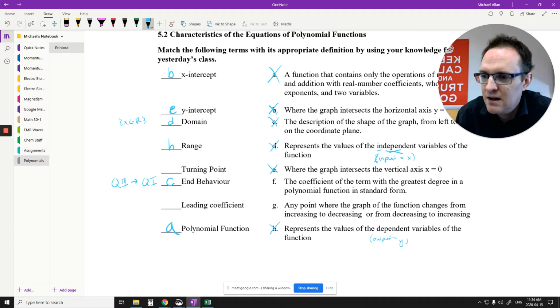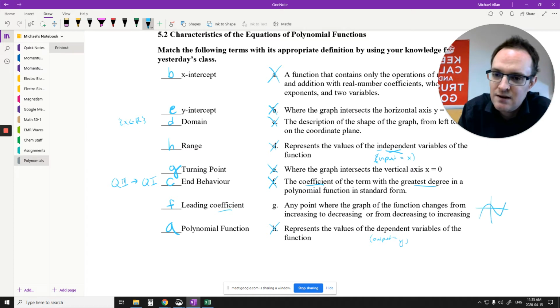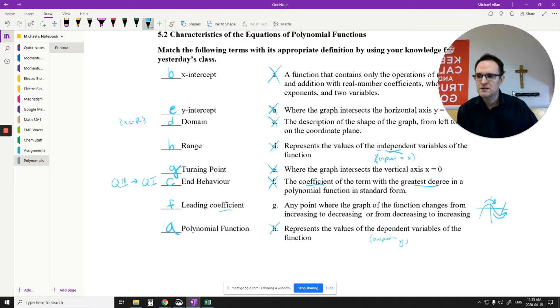Okay. The coefficient of the term with the greatest degree. That's kind of leading. The leading coefficient of the greatest degree of the polynomial. The leading one, the one that would be in front. Kind of makes sense. That would be f there. We have one last one here. This is probably g, but we should just double check. At any point when the graph changes from increasing to decreasing or decreasing to increasing, so like those points of the graph here and here. Yeah, so those are turning points. There we go. Looking pretty good.